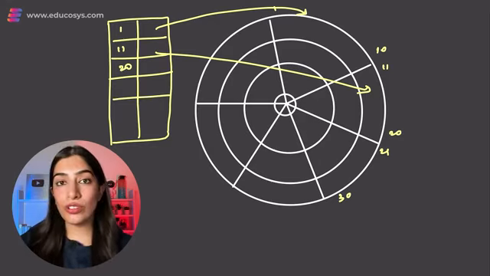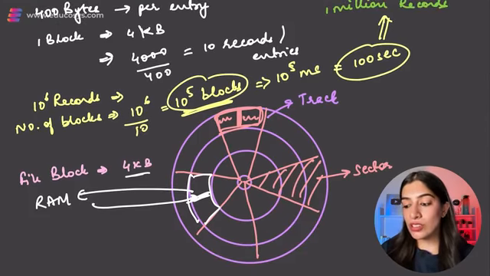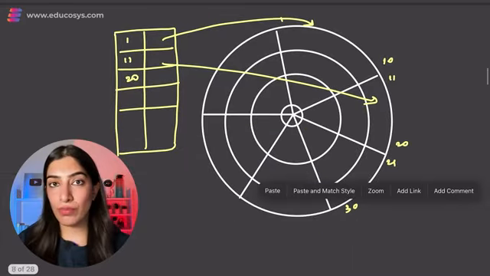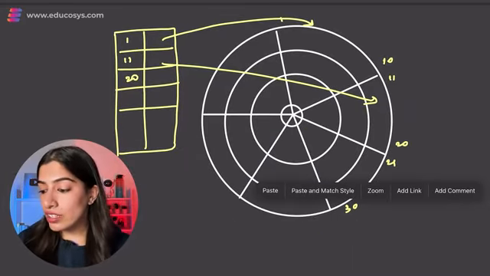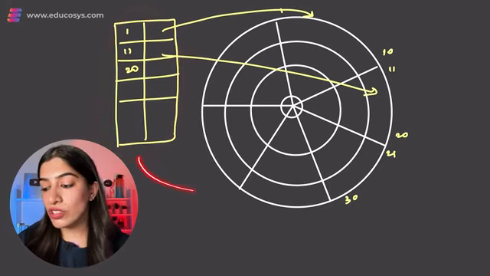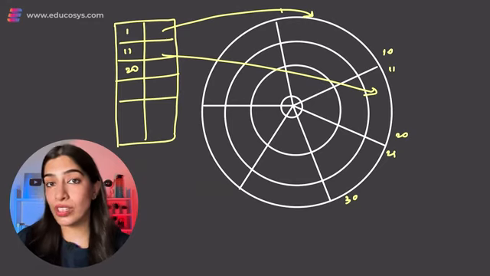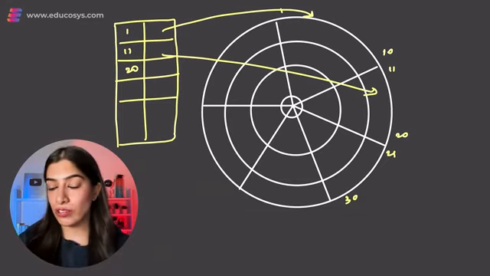So instead of going through all the blocks, so there were 10 power 5 blocks, right? So instead of going through all the 10 power 5 blocks, now let's see how many blocks we will have to go through. Now what is going to happen is, obviously this table is again going to be on disk, right? So this is also going to take some space. It is also going to take some extra file blocks, right? So we'll have to see whether it is actually more efficient or not. So let's do the calculation and let's see.